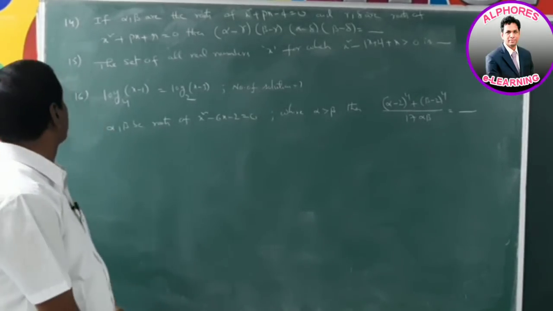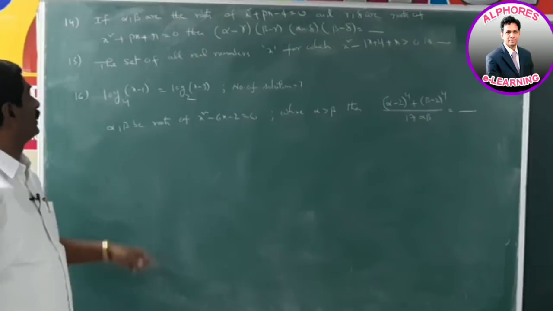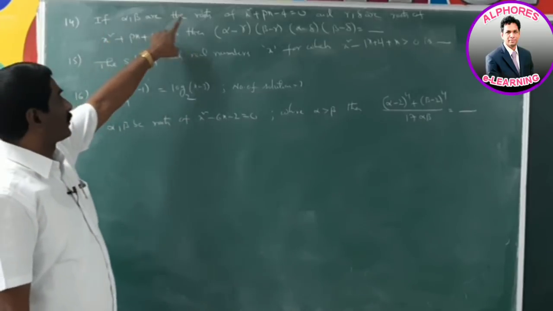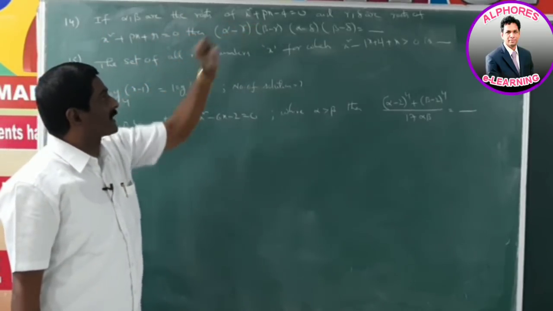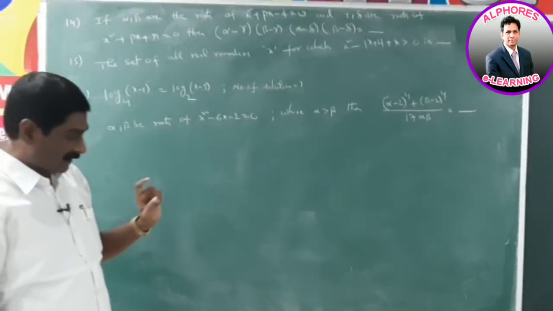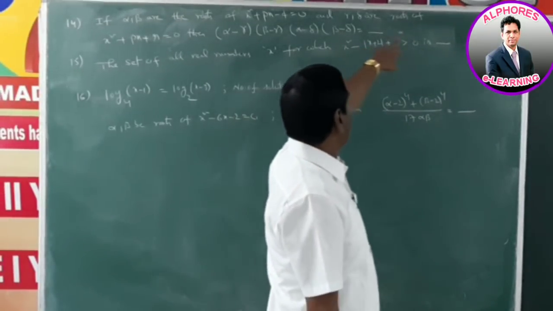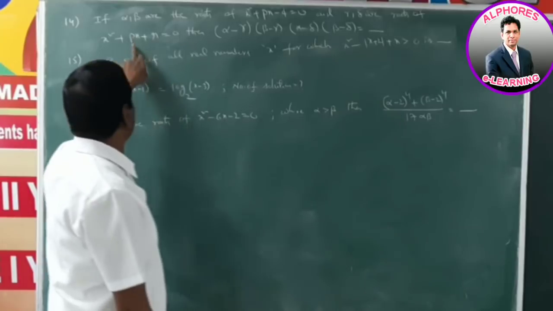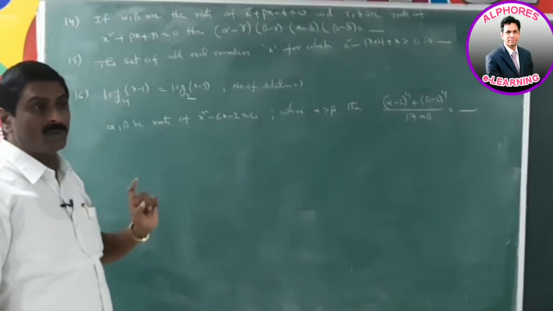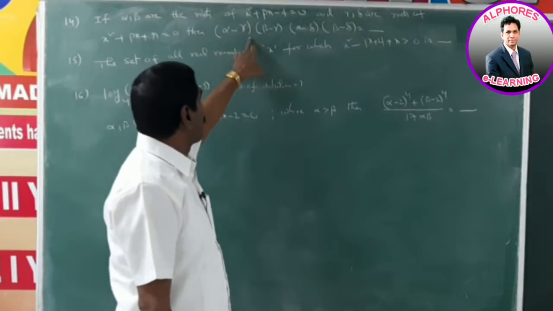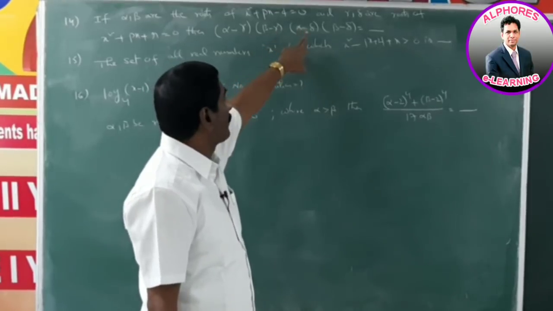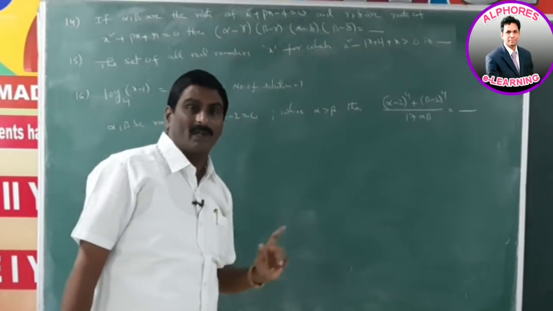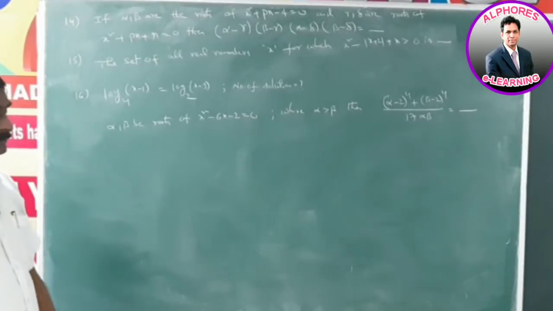Next, 14th question. If alpha, beta are the roots of x² + px − q = 0 and gamma, delta are the roots of x² + px + r = 0, then (alpha − gamma)(beta − gamma)(alpha − delta)(beta − delta) is equal to dash. Okay.